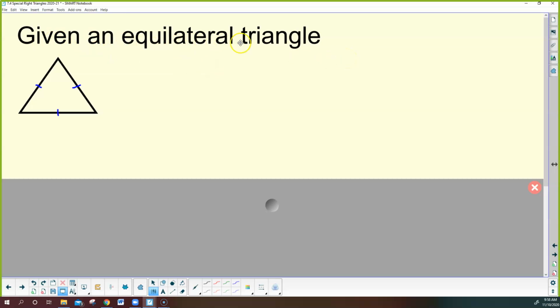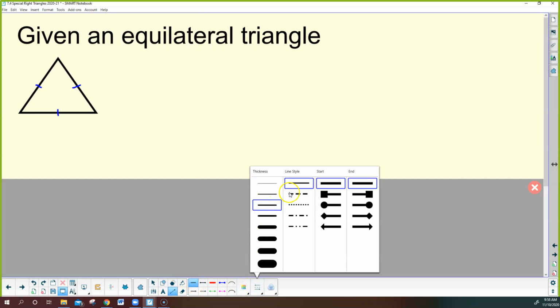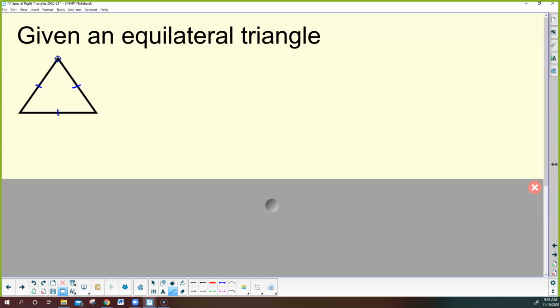So what if I give you an equilateral triangle? Now remember what equilateral means. It means all 3 sides are congruent. If it's equilateral, it's also equiangular. Now, what if I drop what's called an altitude? An altitude is the same thing as the height of a triangle. What if I cut this triangle in half?